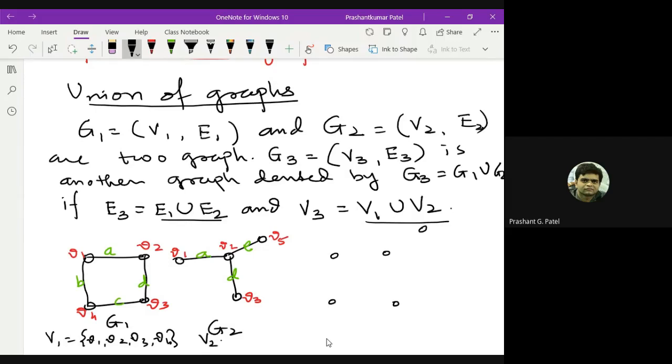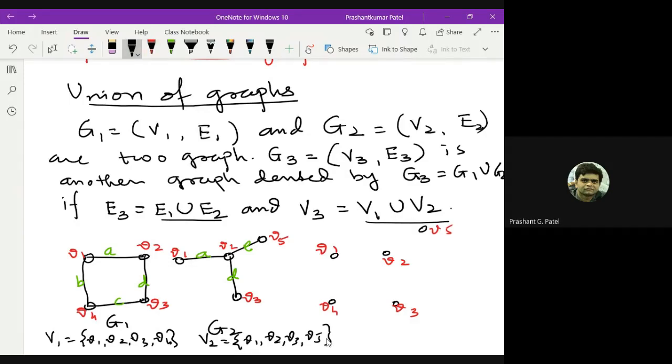Here V2 contains V1, V2, V3, V5. You know how to do the set union. So the union will contain V1, V2, V3, V4 and V5. That's why I plotted this. So you can just say that this is V1, this one is V2, V3, V4 and this is V5. Now we have to join them.